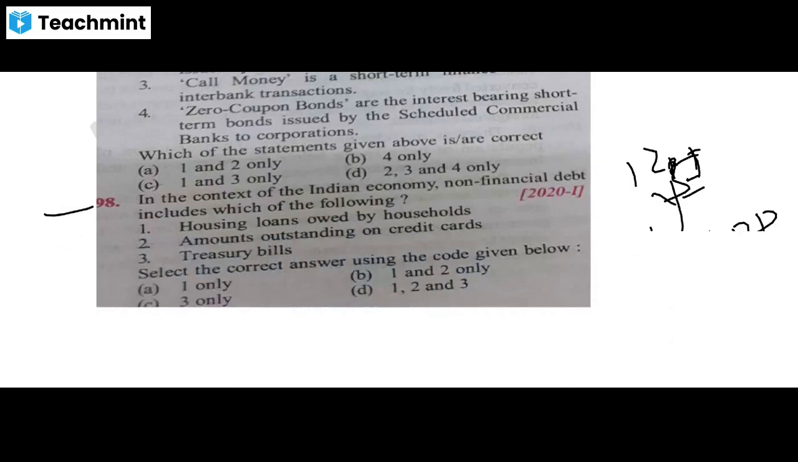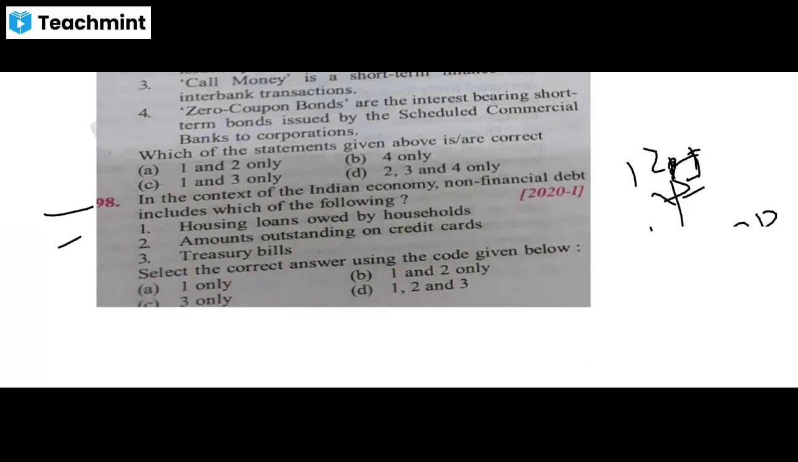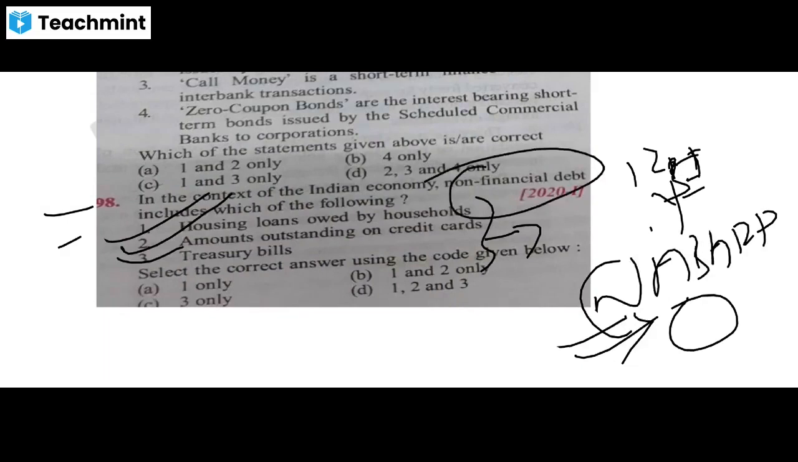And non-financial debts are those debts or monies which we never use for re-lending, like housing loans owed by households, amounts outstanding on credit cards, and treasury bills. All the money that we generate from these debts, we will never re-lend. So we'll consider them non-financial debts. That means option D is correct, that is statements 1, 2, and 3 are correct.